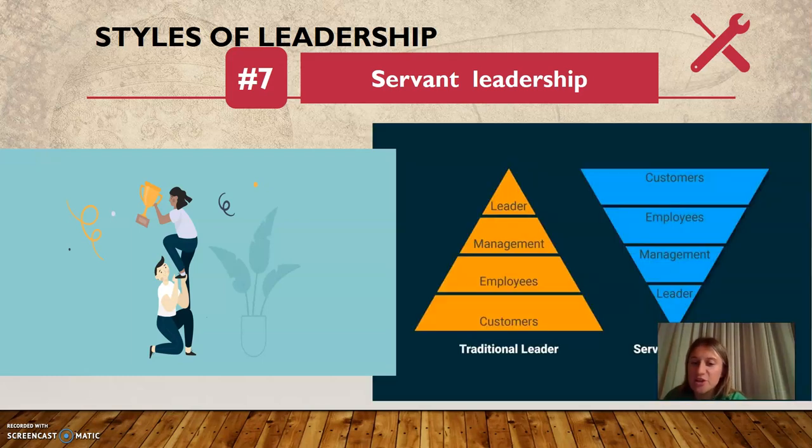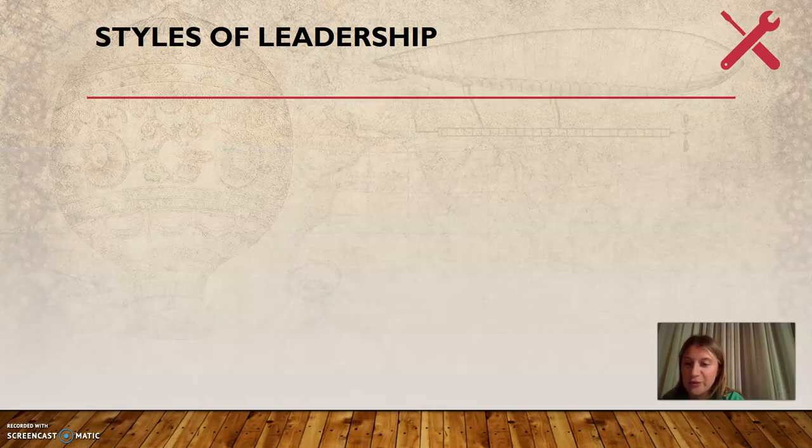It is interesting to compare the traditional leader with the servant leader. For the traditional leader, on the top there is a leader, while for the servant leader there is a customer. If we consider the traditional leader as more leader-oriented, then the servant leader is more oriented on the people, on customers, employees, management, and only at the bottom there is the leader for the servant leader.